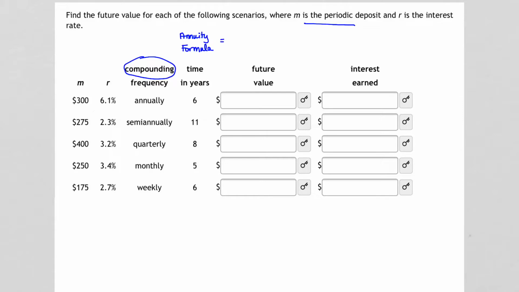The annuity formula tells us that the principal, or the amount in our account after n years, is equal to D, our periodic deposit, times the quantity of 1 plus R divided by K raised to the Kn, minus 1, all divided by R over K. This is our annuity formula.